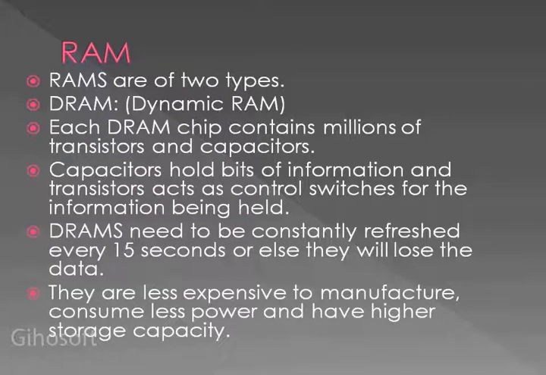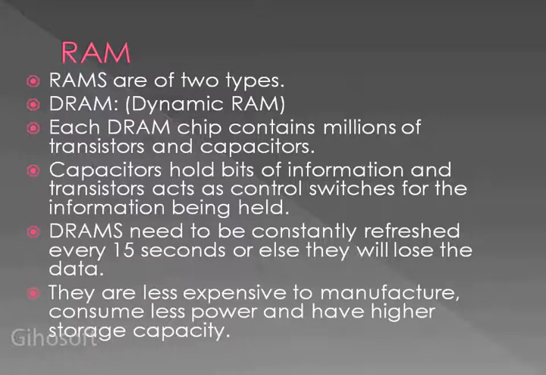Now we have two types of RAM. One is the DRAM or the dynamic RAM, and one is the SRAM or static RAM. We'll get to the SRAM later on. First, let's discuss DRAM. Each dynamic RAM chip contains millions of transistors and capacitors. Now, transistors and capacitors are electronic devices, and I hope you have studied them in your O-level physics subject. If you haven't, that's fine, you don't need the technical details of these components. Just remember that each DRAM chip contains millions of transistors and capacitors.